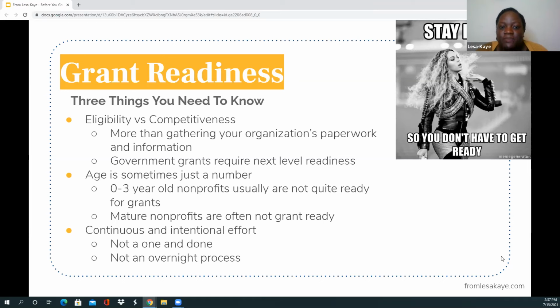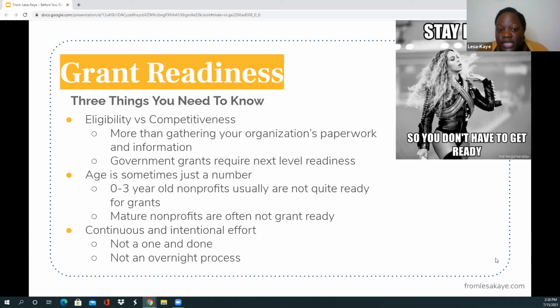The other thing to know is that age is sometimes just a number. Like I said, there are nonprofits that have been around for decades that are not grant ready. If you are at a nonprofit that is under 3 years old, usually you're not ready for grants just yet. That's only because one of the things often required for grant applications is 3 years of financial reports. If you don't have 3 years of financial reports, or 3 years of tax returns, then that's something you can't include in your application.